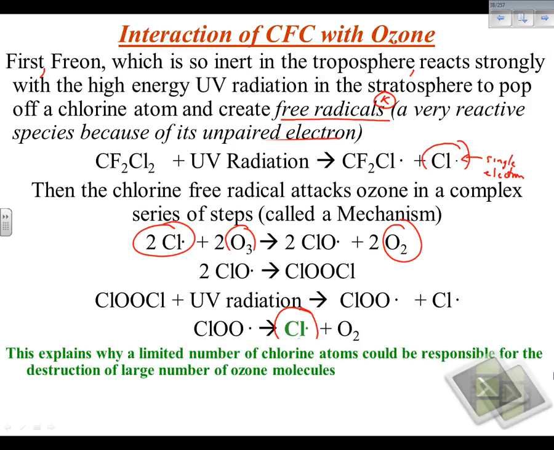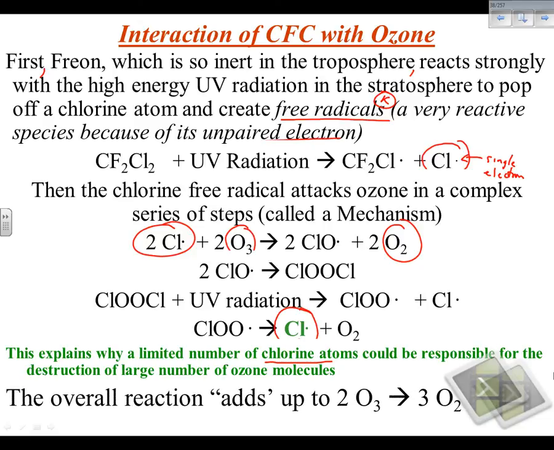And that's why a limited number of chlorine atoms from our CFCs could be responsible for the destruction of a huge number of ozones. The overall reaction, if you added these up, like these are mathematical expressions, you'll notice you can cancel them out and just keep going until you get this very simple reaction.